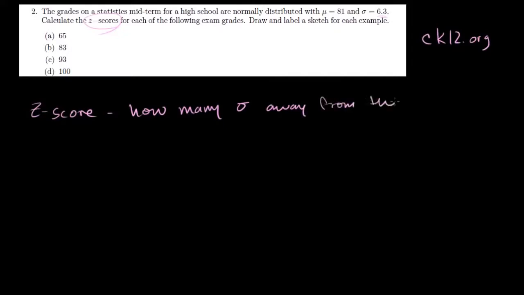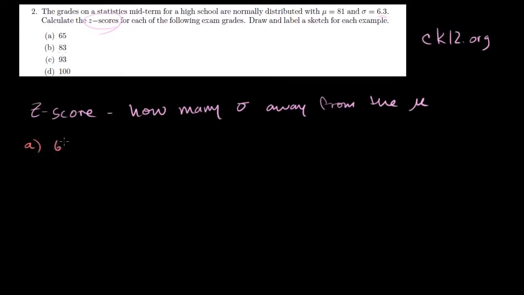We could probably do it all on the same example, but the first thing we'd have to do is just remember, what is a z-score? A z-score is literally just measuring how many standard deviations away from the mean. So we literally just have to calculate how many standard deviations each of these guys are from the mean, and that's their z-scores. So let me do part A.